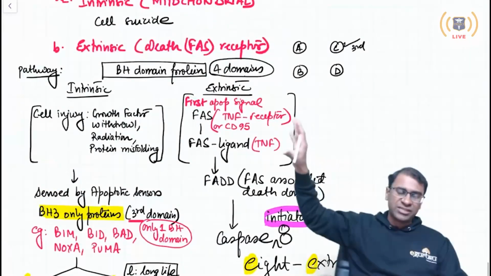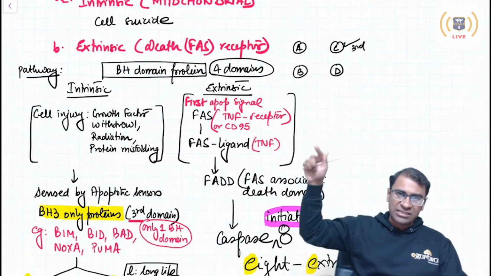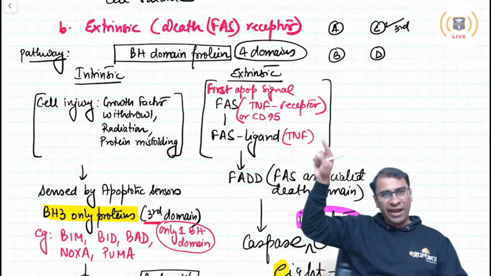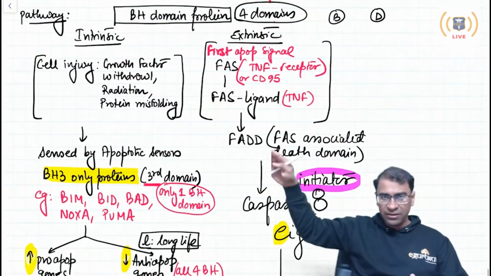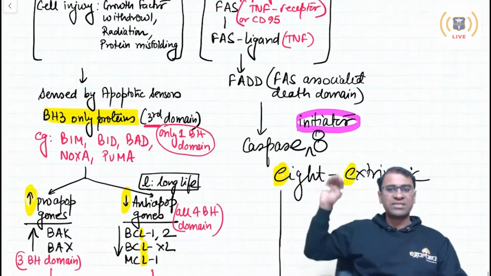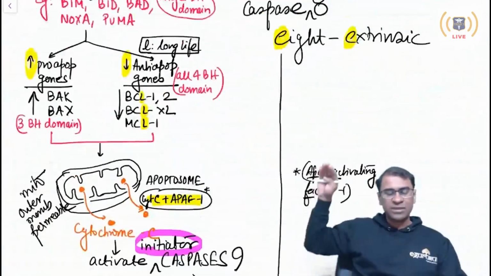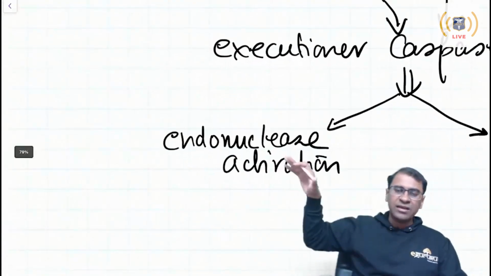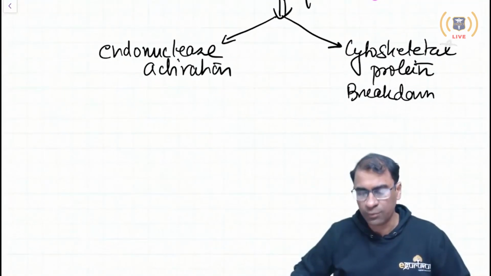Now let's see the extrinsic pathway. Here the Fas ligand acts on the Fas, which is the tumor necrosis factor receptor, also called CD95. This action activates FADD. What is FADD? Fas associated death domain, and this activates caspase number 8. The caspase 8 will then activate caspase number 3 and 6. 3 and 6 is therefore called the execution caspase. Finally, this caspase will cause activation of two things: endonuclease activation and the cytoskeleton protein breakdown.